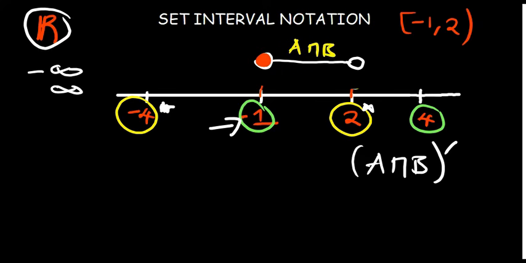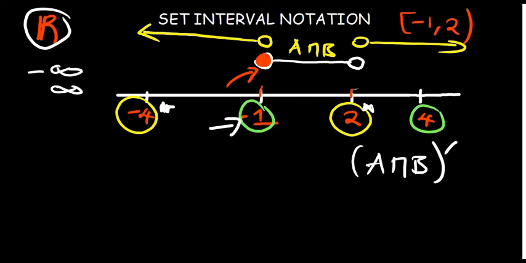So we'd have to start from here going this side, and from this side going the other side. Now we have to observe something. Observe that -1 is shaded, so -1 is part of A intersection B. It cannot be part of the A intersection B complement. So we'll leave it as it is, unshaded. On the other side, we can clearly see that 2 is not shaded, so we can shade the complement.